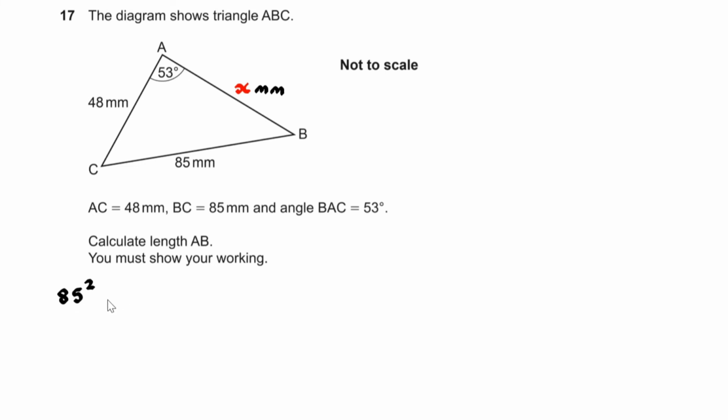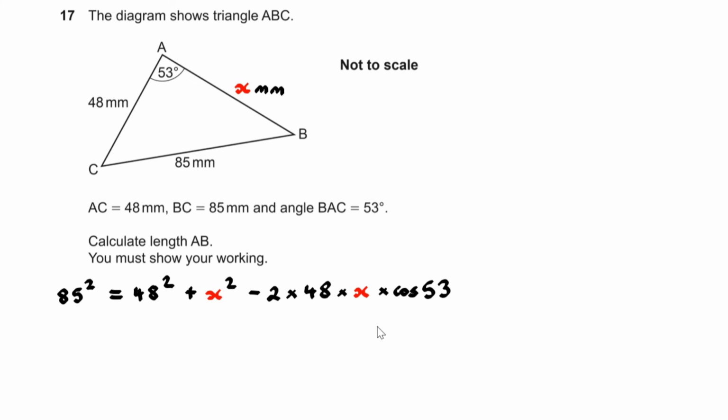85 squared equals 48 squared plus x squared, subtract 2 times by 48 times by x times by the cosine of 53. So what we need to do is find out what x is.